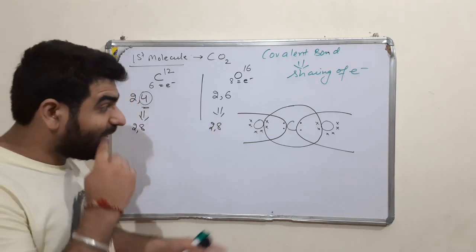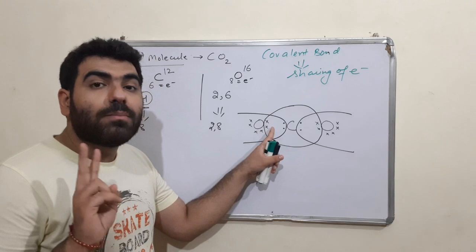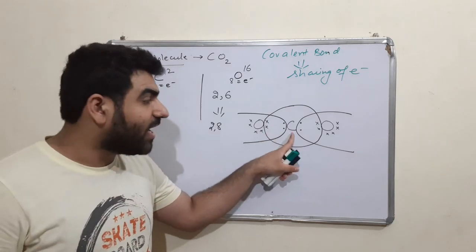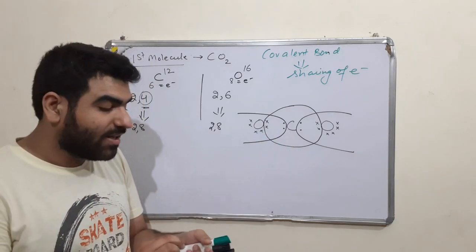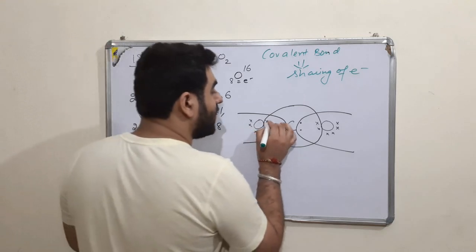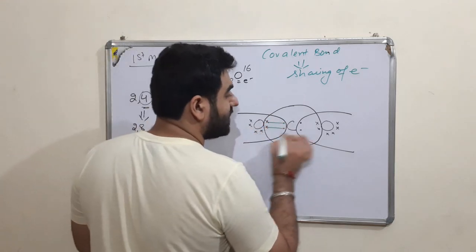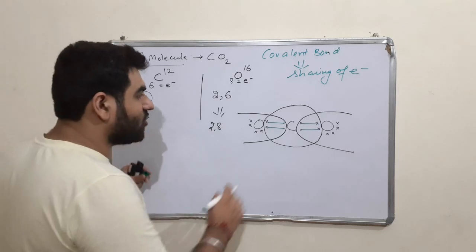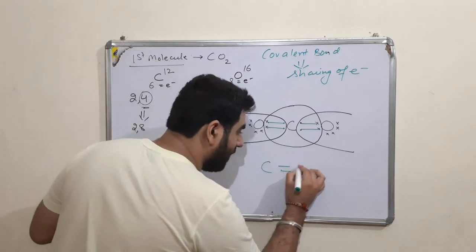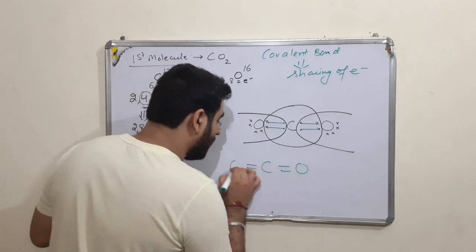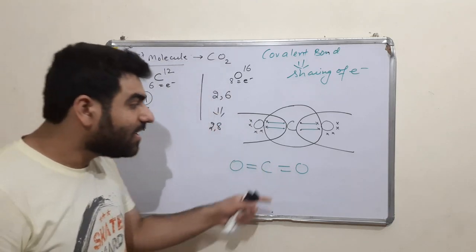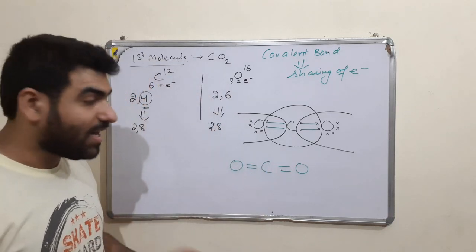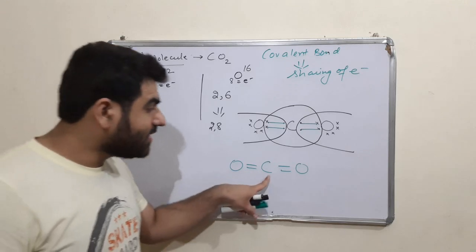But there are 2 pairs of electrons. They are being shared by carbon on each side. So what would be the bond formation? This with this, and like this. So what would be the final structure of CO2? It is C double bond O, double bond O. All right, so this is the structure of carbon, C double bond O, C double bond O.